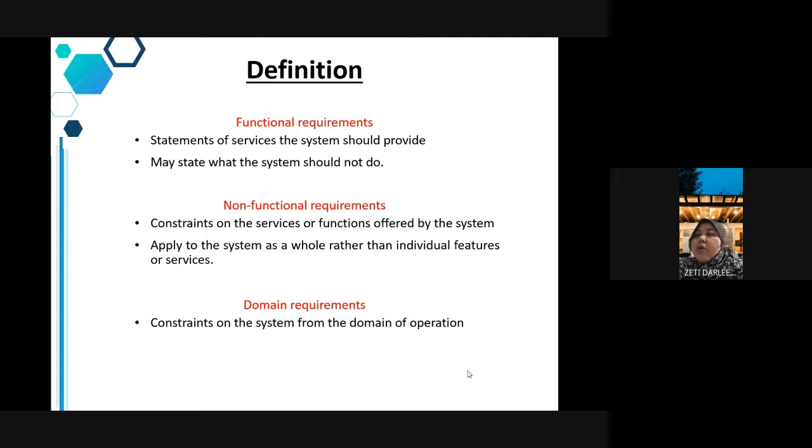Alright. So on the functional requirement, kita tengok it's basically the statements of services the system should provide. So may state what the system should not do. Maksudnya the capability tu kita kena statekan apa yang kita boleh buat dan apa yang kita tak buat. Yeah? So that's why the scope of what we can do or what we would not do, kita kena define dalam kontrak. Okay. The non-functional requirement is the constraints on the services or function offered by the system. Okay. Is to apply the system as a whole rather than individual features.